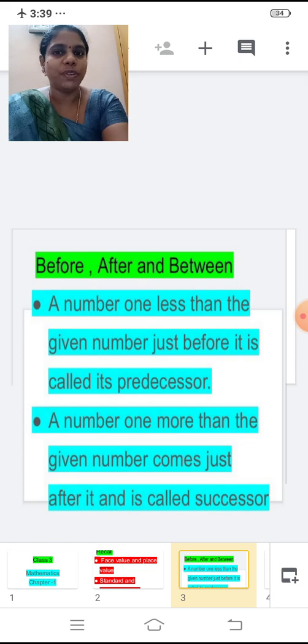You all know before, after and between numbers, right? You all learnt it in your class 2, isn't it? So we'll see what is a before number, an after number and a between number. Shall we?